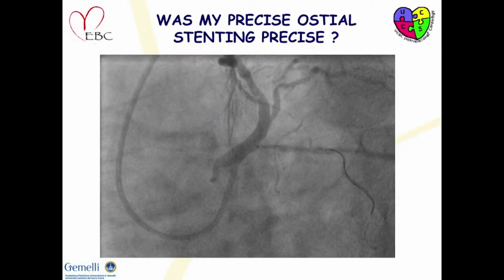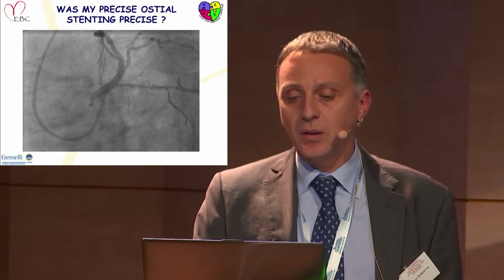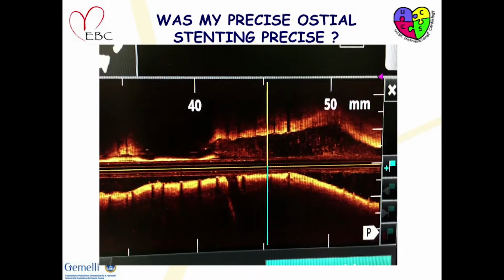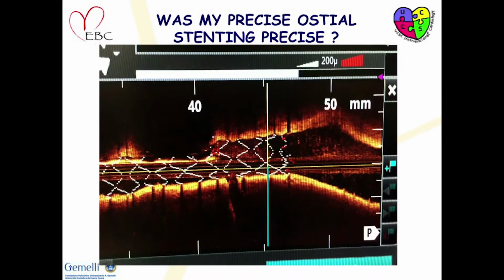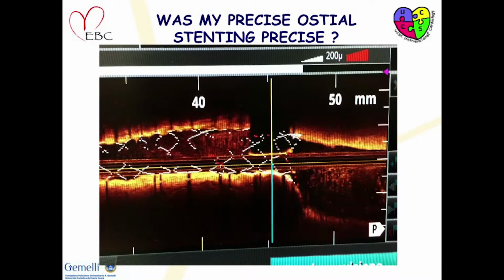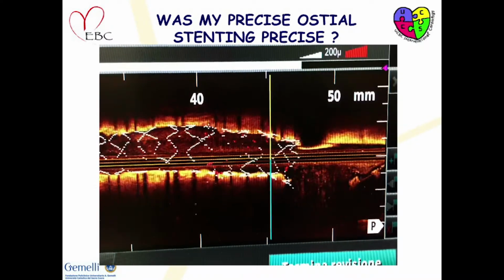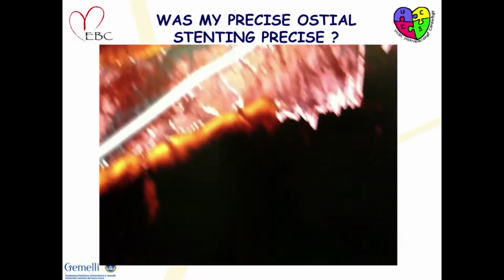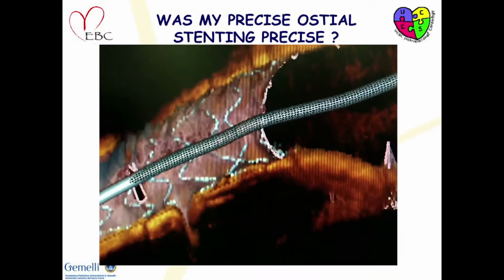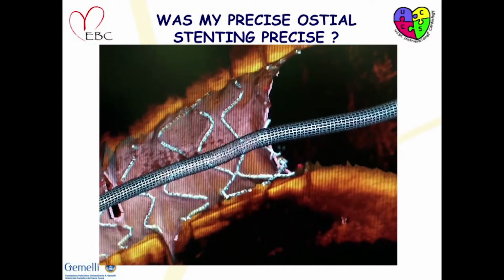Other question: was my precise ostial stenting really precise? When we discuss in the technical forum about this possibility, at the end you may have doubt. If you want to be sure 100%, you may just push the button and then you may rotate your axis and you will find that there is no malapposition. It is really perfect placement for this stent. If you are not satisfied, there is another tool: you move and then you scroll, and then you see that the LAD is really open and there is really no prolapse of stent struts.